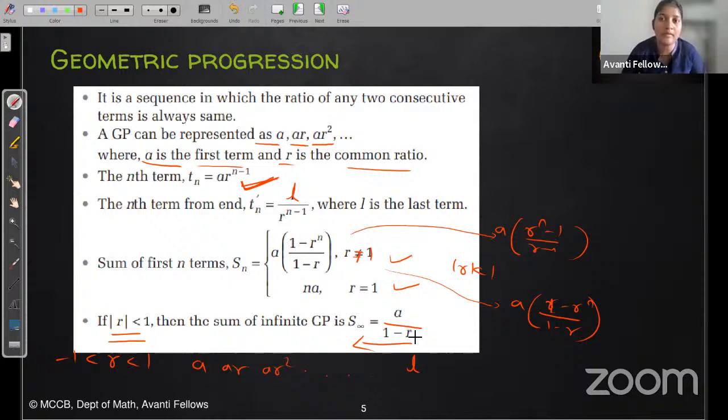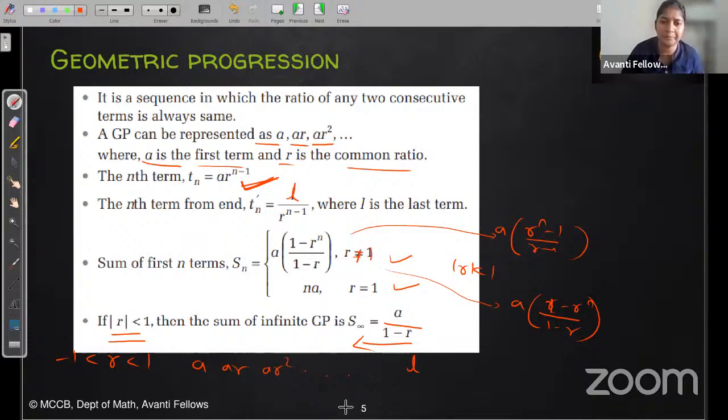And in my previous classes, I also explained why we can find the sum to infinite terms only when mod r is less than 1. Why can't we find it when r is greater than 1? I have explained it in the previous classes, right? Why? Tell me.